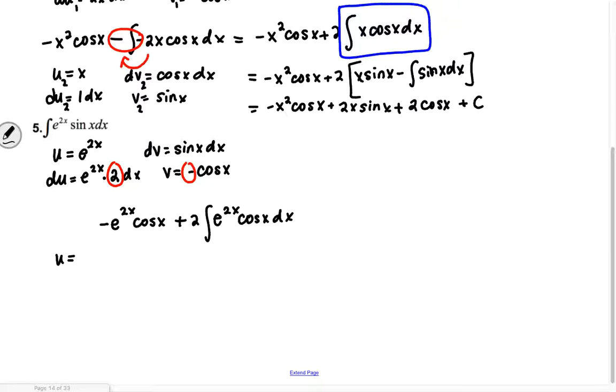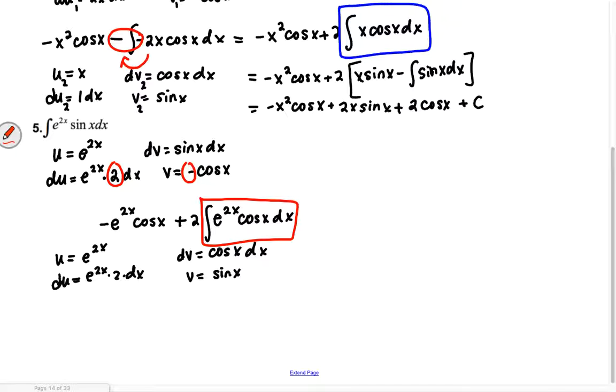So we get u equals, so we're going to go again. So we do e to the 2x, and du then is e to the 2x times 2 times dx. And our dv is cosine of x dx. So v is going to be sine of x. So then we do this part, right? So we're going to get negative e to the 2x cosine of x.